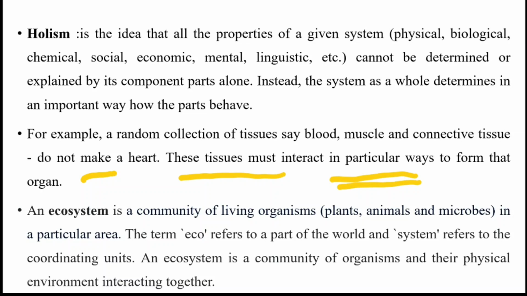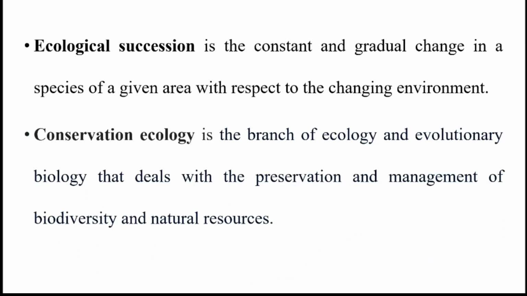So in an ecosystem, many subunits are there. These subunits, or these organisms of an ecosystem, must interact in a specific way to form a particular ecosystem. Then what is an ecosystem? A community of living organisms in a particular area, where eco refers to the part of the world and system refers to coordinating units. An ecosystem is a community of organisms and their physical environment interacting with each other.